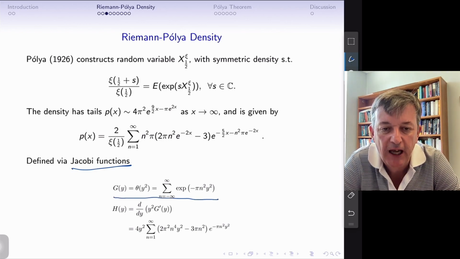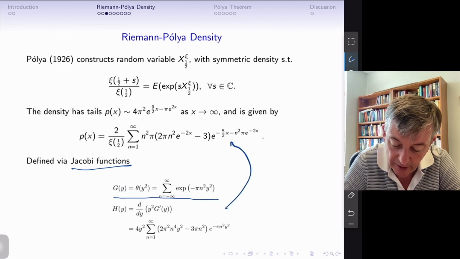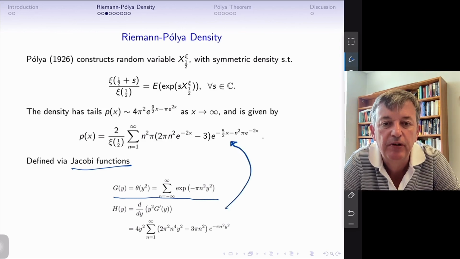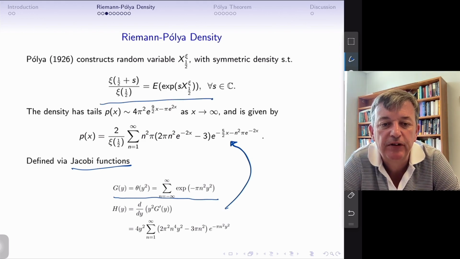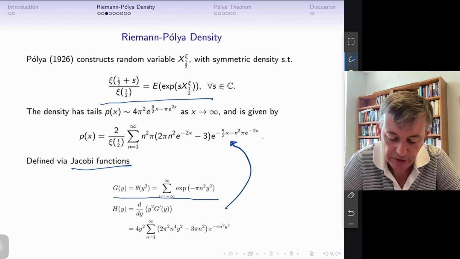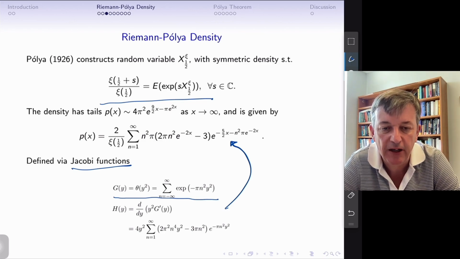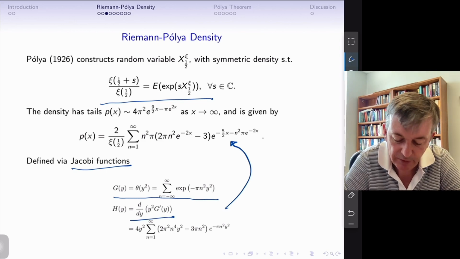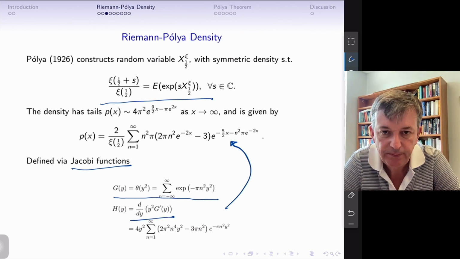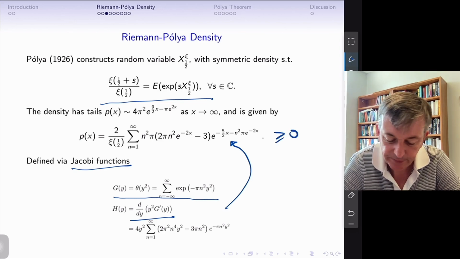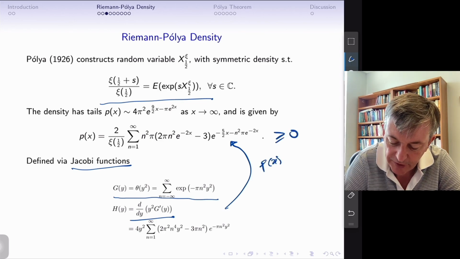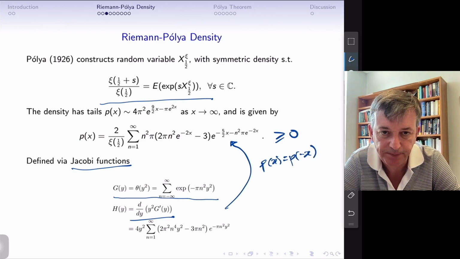We'll define a function h, so you can see that h will be related to the density underlying the Laplace transform or moment-generating function that defines a psi function. H is defined essentially by an integration by parts, essentially as a derivative of y squared g prime. So this is actually a density, it's positive. We'll see in a second that, from properties of Jacobi functions, the density H is actually symmetric.